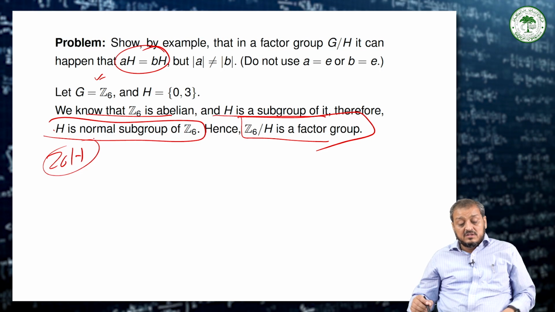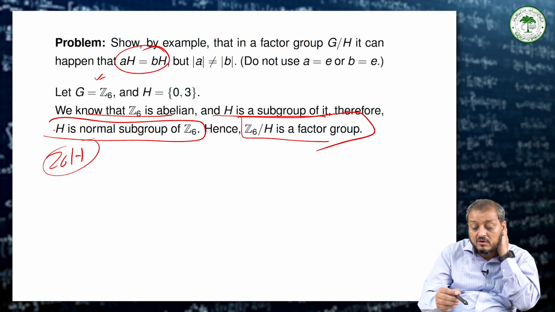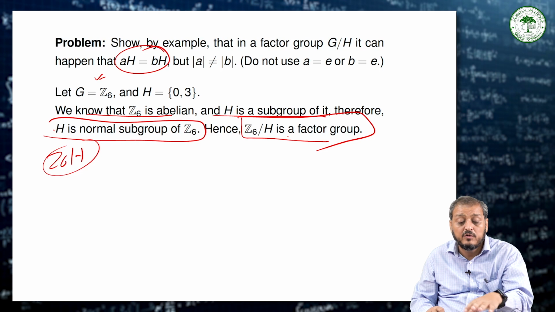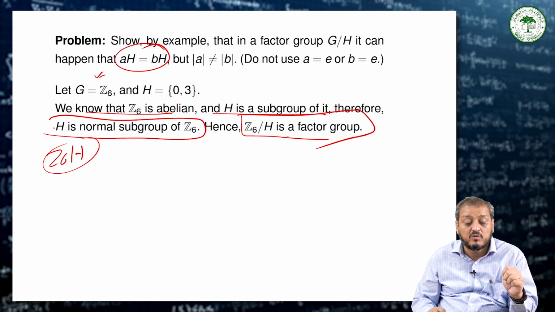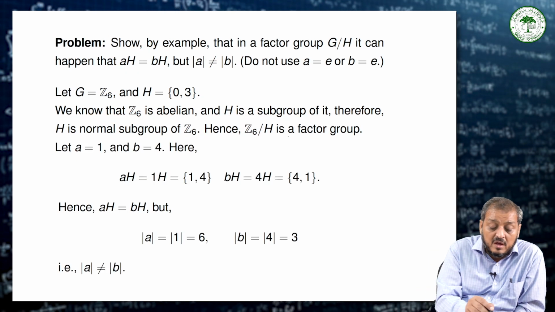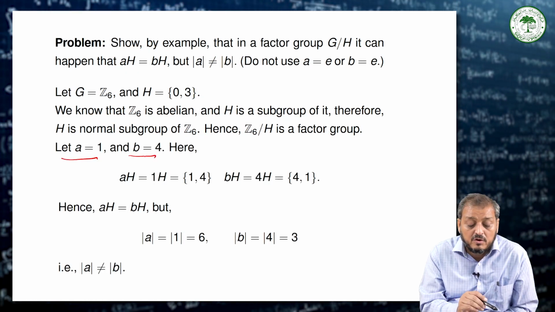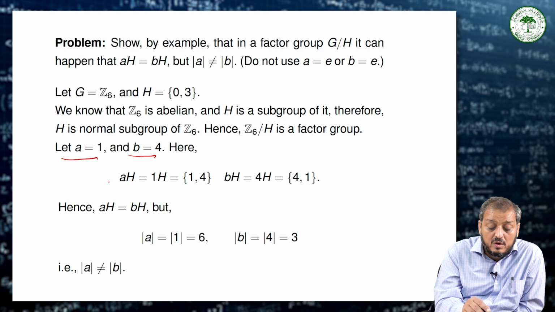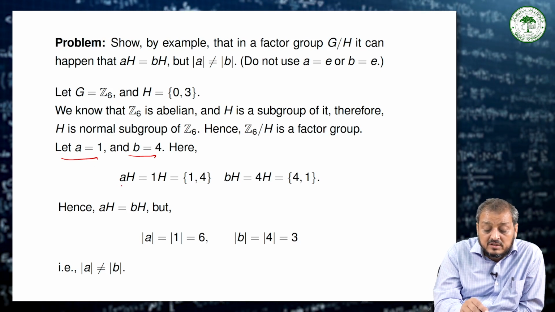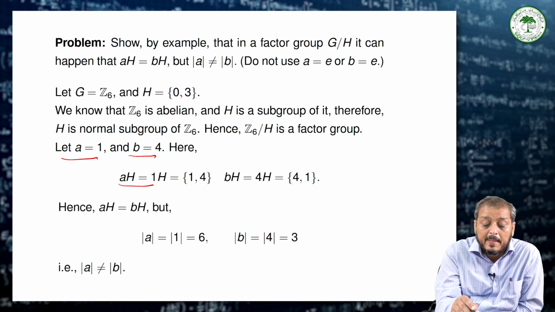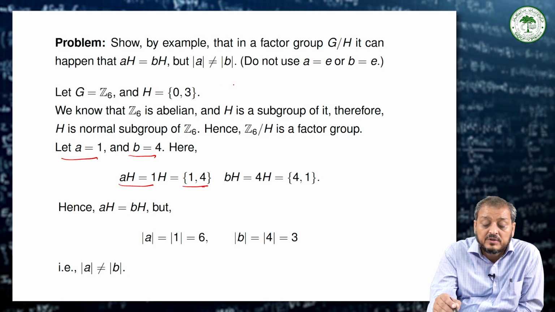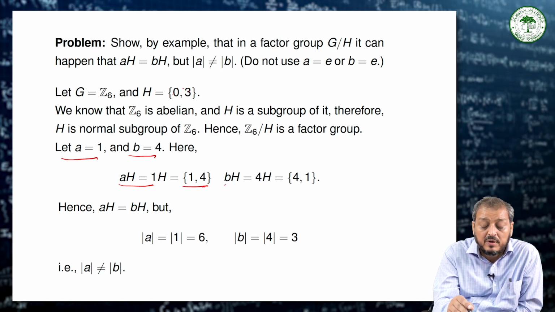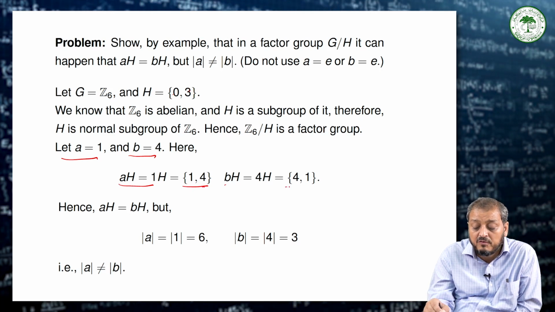Then clearly H is normal, and if H is normal, this means Z6/H is a factor group. Now we have to show that the order of A and the order of B are not equal, though AH is equal to BH. We take A equal to 1 and B equal to 4. So AH is equal to 1H, and since this group is under addition, BH is equal to 4H. 4 plus 3 is 7, which has remainder 1, so 4H is 1H.